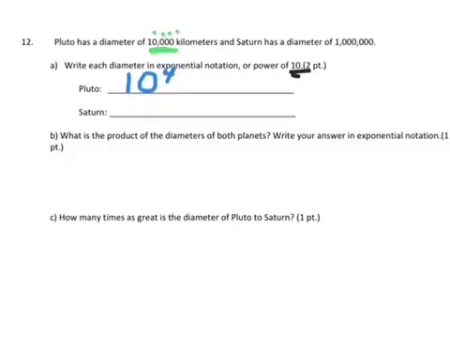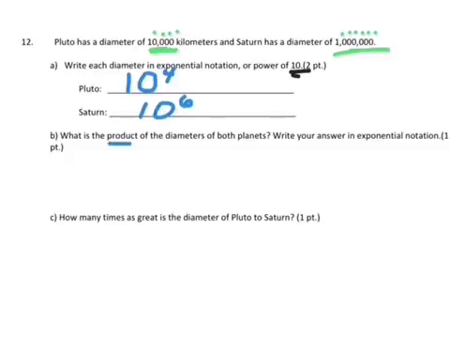For Saturn, right here, it's going to be 10, and then let's count the zeros. 1, 2, 3, 4, 5, 6. So it's 10 to the sixth power. It's that easy to express it with a power of 10.